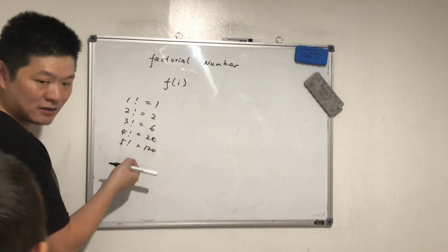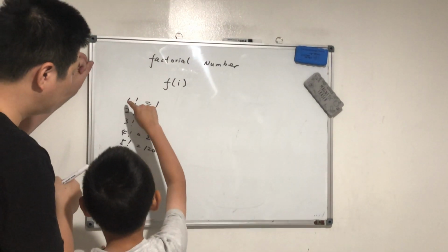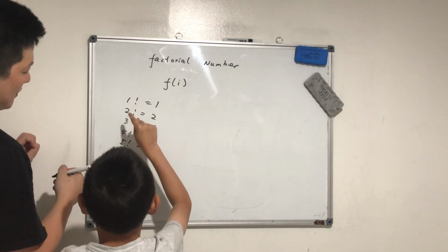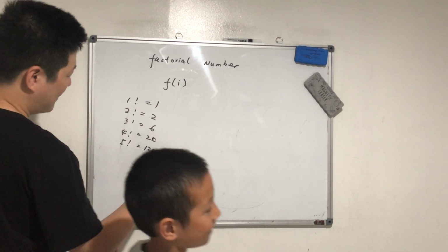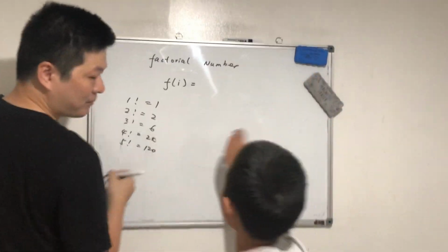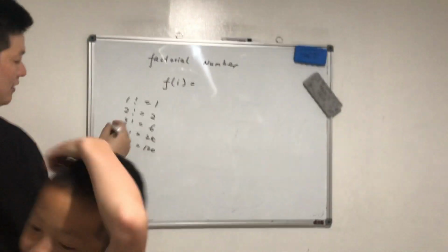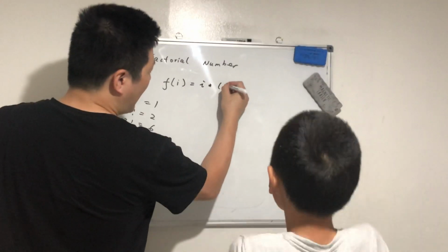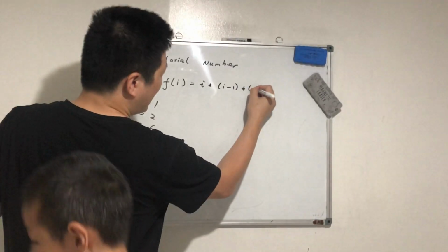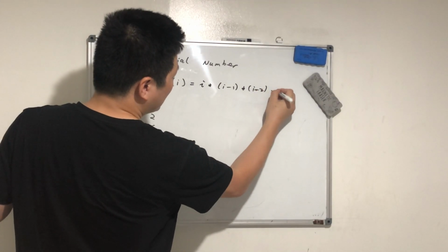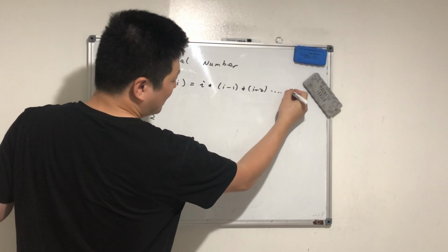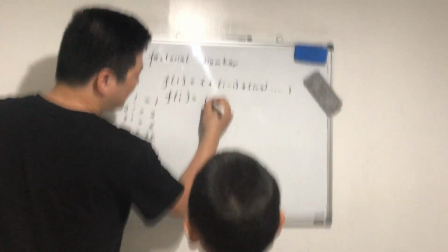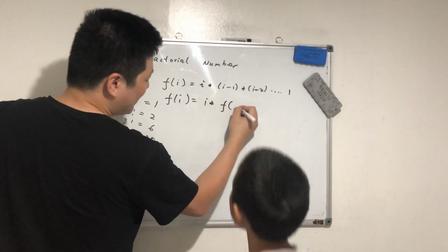We just multiply: 1, then 1 times 2, then 1 times 2 times 3, then 1 times 2 times 3 times 4, then 1 times 2 times 3 times 4 times 5. And the next one is 720. So i factorial equals i times (i minus 1) times (i minus 2), until what? 1. Yeah.